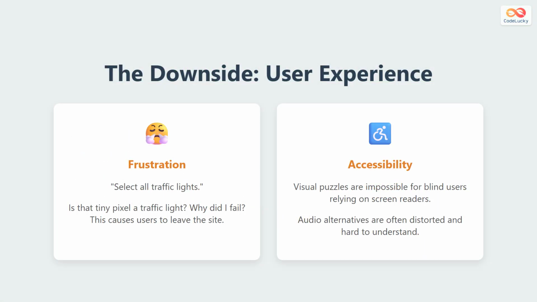Of course, CAPTCHAs are not perfect. They introduce friction. It is frustrating to fail a test because you missed a tiny corner of a traffic light. More importantly, they pose significant accessibility challenges. Users with visual impairments often struggle with image puzzles, and the audio alternatives can be difficult to hear or understand. This trade-off between security and usability is a constant battle for web designers.